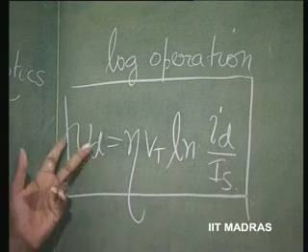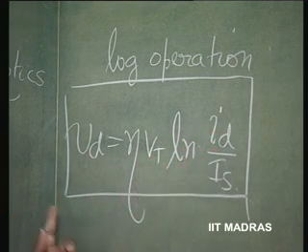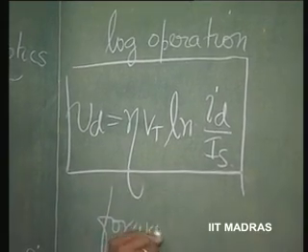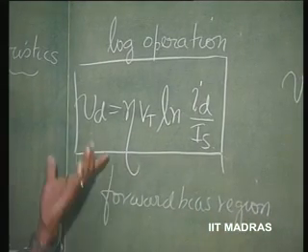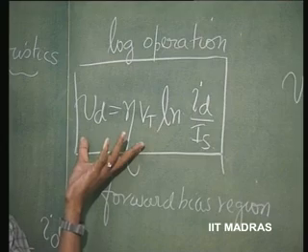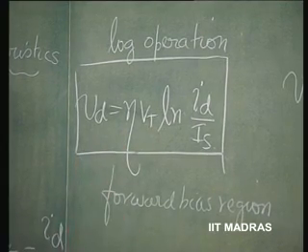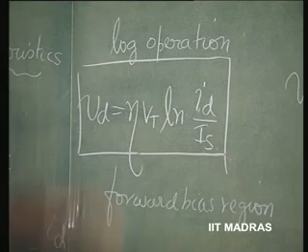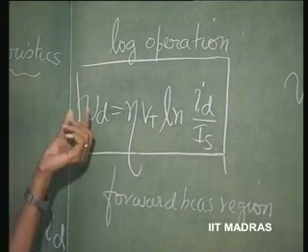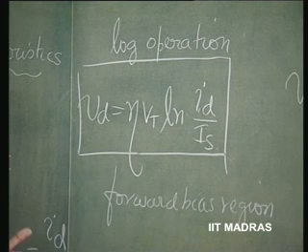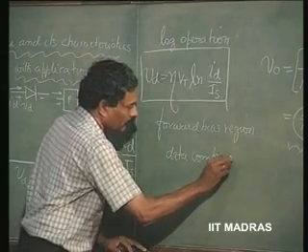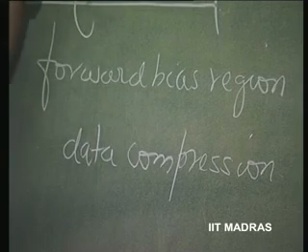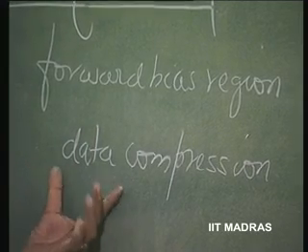Since the diode voltage is logarithmically related to diode current in the forward bias region, please remember this, this property is also used for what is called data compression. Now, the current can vary by a huge magnitude from microamperes to milliamperes, while the voltage only changes by a few hundreds of millivolts. So, the data can be compressed. The log operation is suitable for data compression.